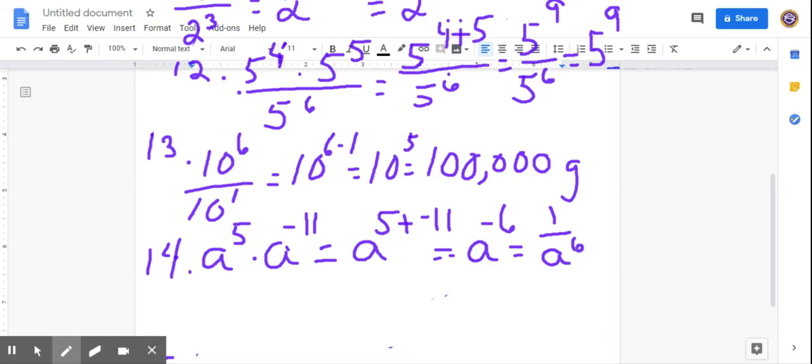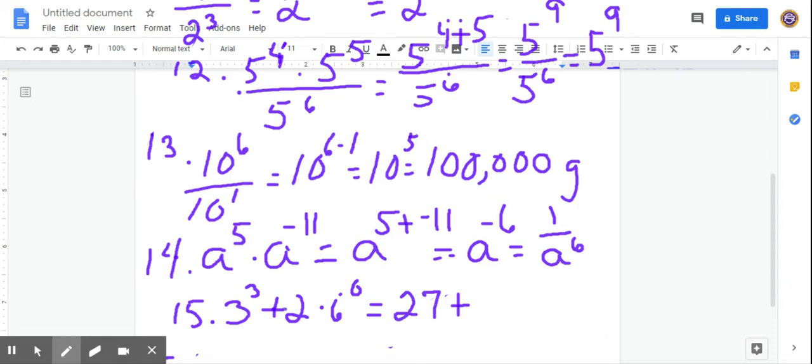Number 15 says 3 cubed times 2 times 6 to the 0 power. 3 cubed is 27 times 2. Oh, plus, I'm sorry, these are plus. Misread that. Plus 2. And anything to the 0 power is 1. So plus 1. 27 plus 2 plus 1 is 30.